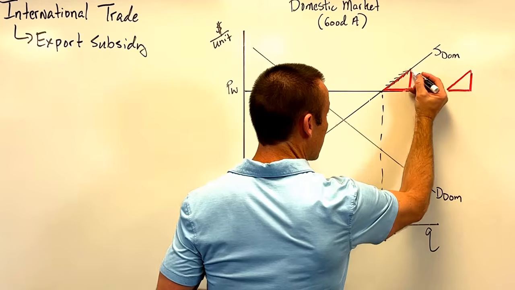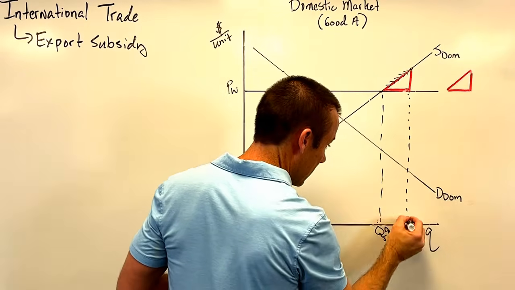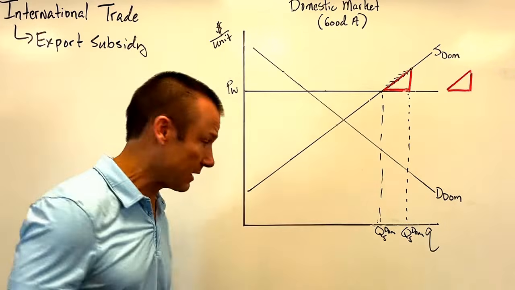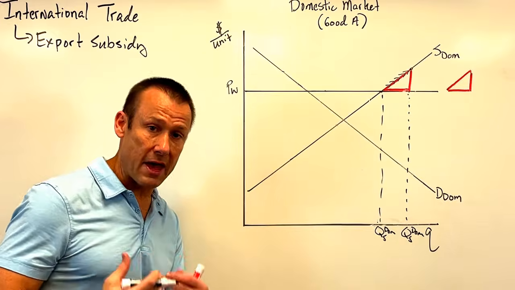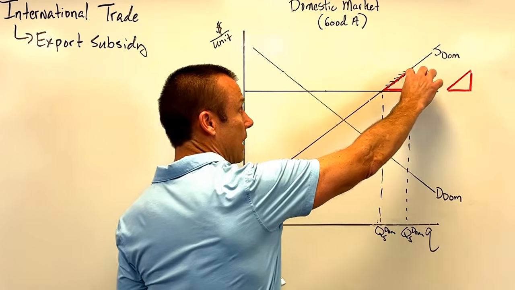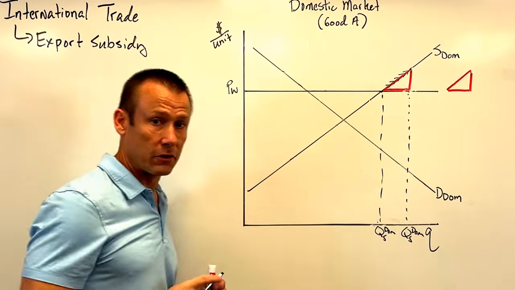That's an increase in the quantity supplied, okay? So I can bring that down. Quantity supplied domestic. So one big takeaway is domestic producers are now going to produce more. How much more? That amount more. Why? Price went up by that amount right there, which caused that movement along the curve.